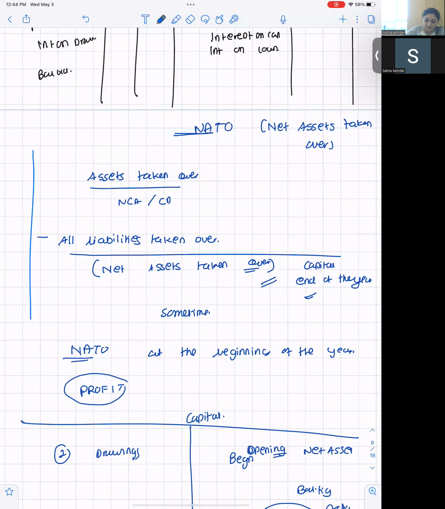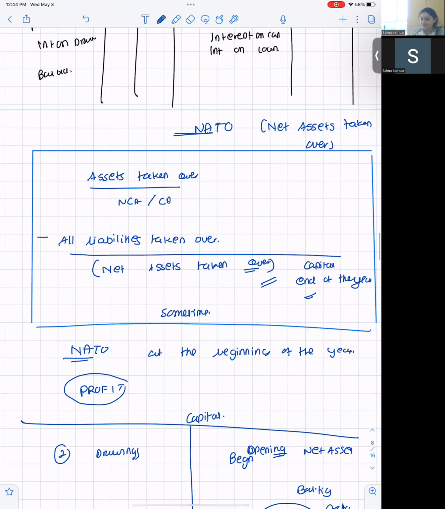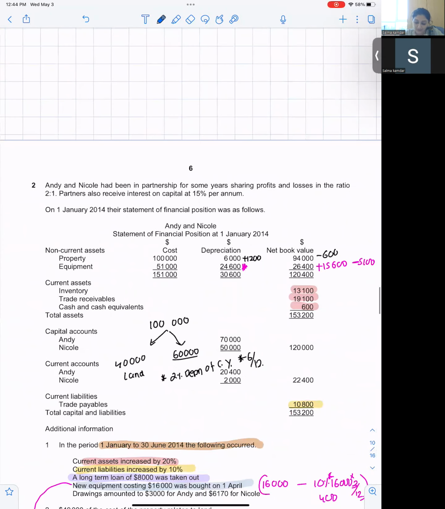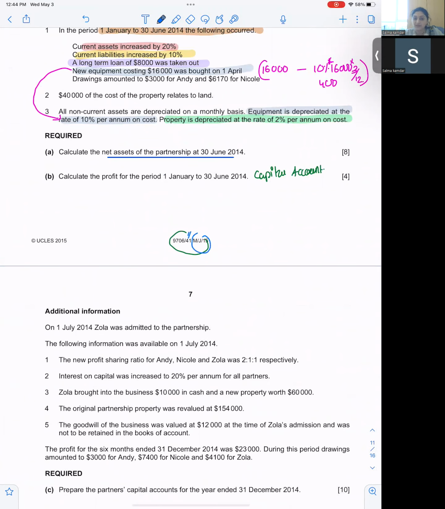Now in the next video, we will do preparing partners' capital account, preparing partners' current account, and calculation of net assets taken over and profits. It is a question of May-June 2015, paper 41.